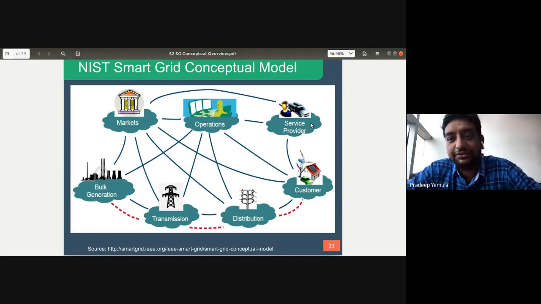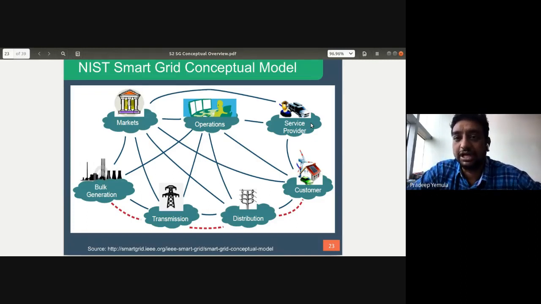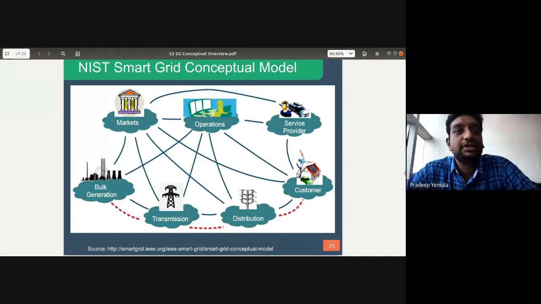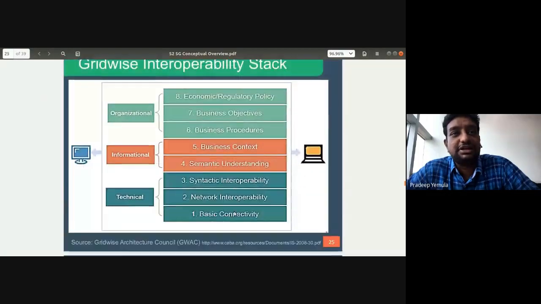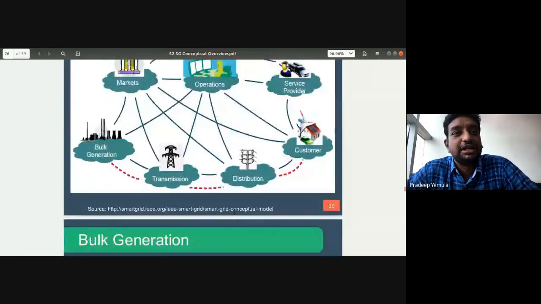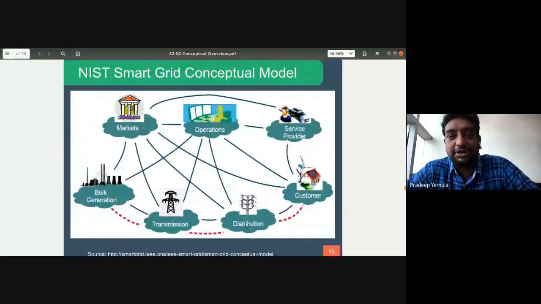Now, the benefit of the conceptual model is that you can identify which area you want to study more. Some people may want to study more about markets, or some people may be interested in operations. Some people may be interested in new services, and so on. Now if I move down, this slide also I will skip. I'll come to the conceptual model again.